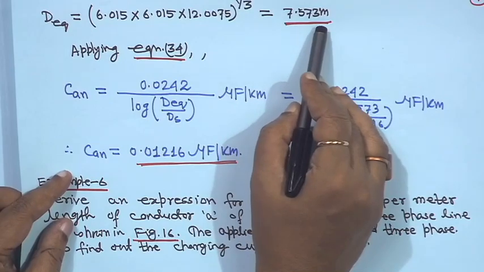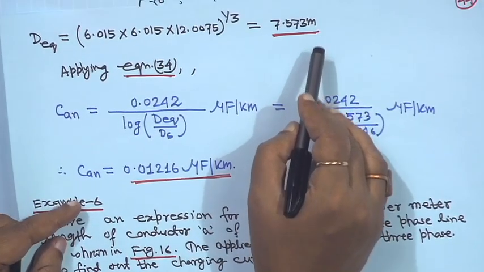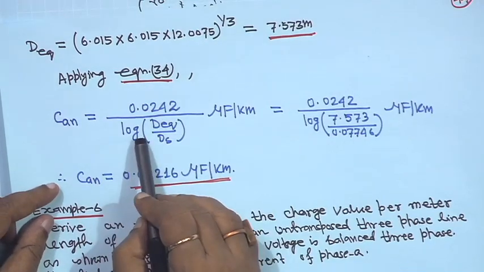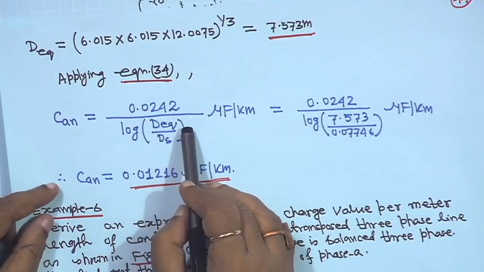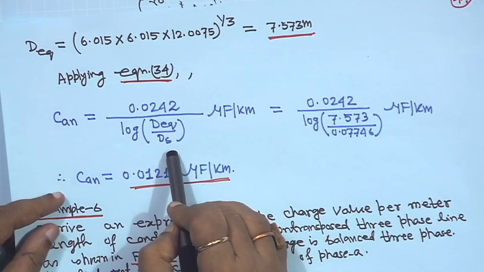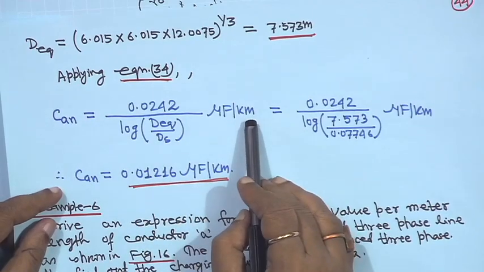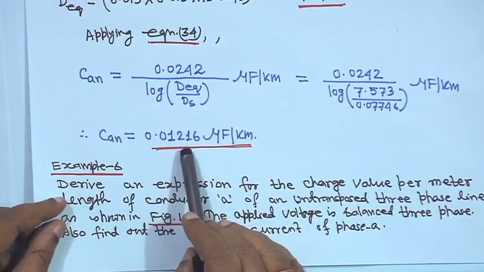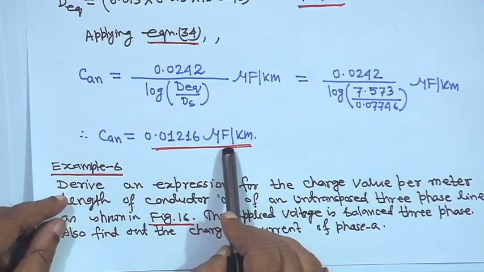Therefore, DEQ directly from that formula, (DAB, DBC, DCA, DAB, DBC, DCA) to the power 1/3, is coming 7.573 meter. Then apply equation 34, you will get CAN is equal to 0.0242 log (DEQ upon DS) microfarad per kilometer. Substitute DEQ and DS, and if you solve, you will get 0.01216 microfarad per kilometer.